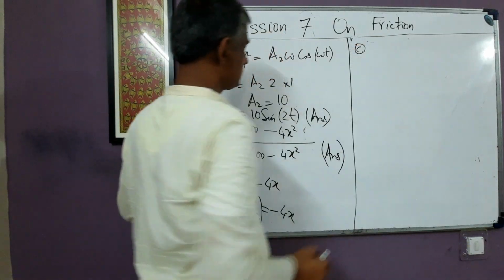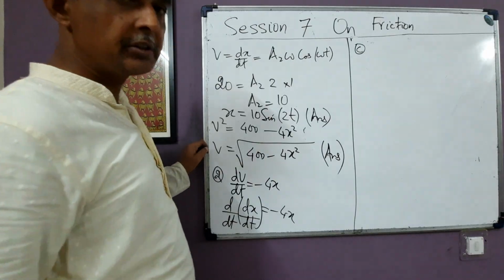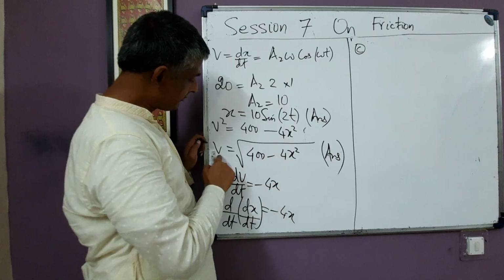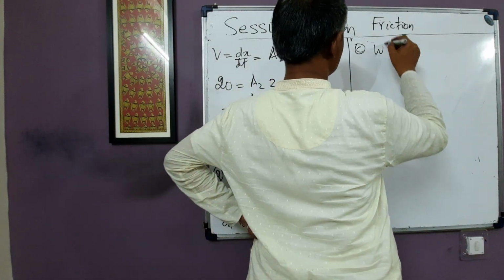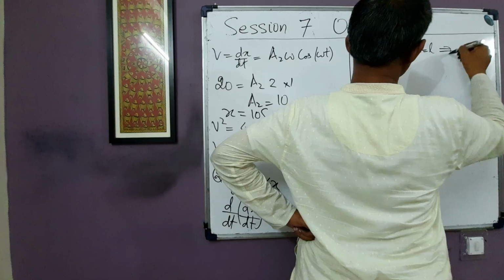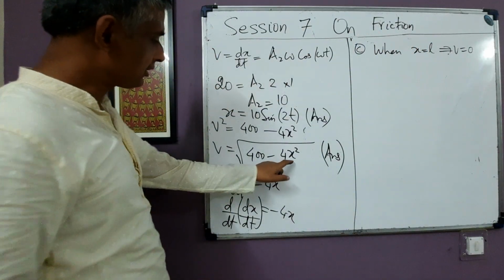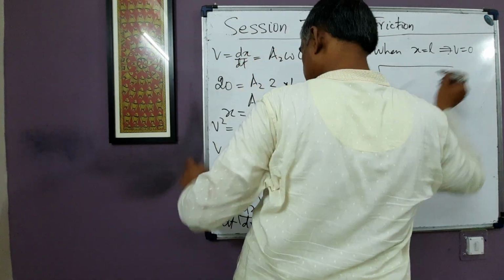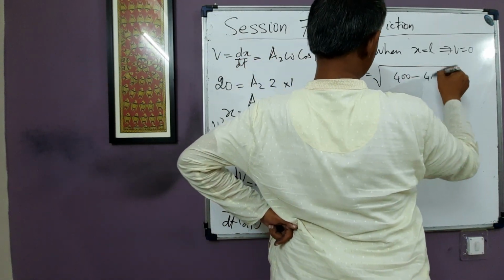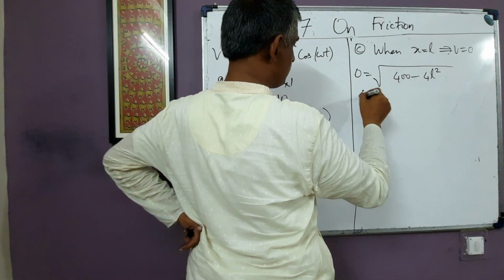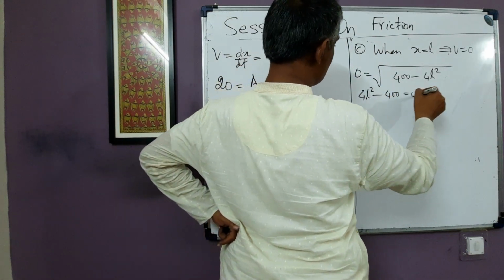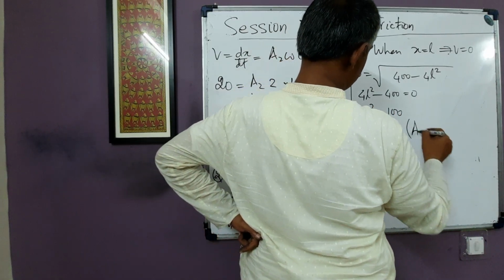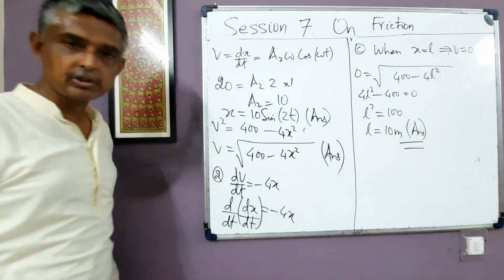The third part, it has been asked, what is the distance L moved by the point before it comes to rest? So let L be the distance moved before it comes to rest. When x is equal to L, v is equal to 0. So here I put x equal to L and replace v by 0. 0 is equal to root under 400 minus 4L square. So 4L square minus 400 becomes 0. L square becomes 100. L becomes 10 meter. This is the answer to part C of the question.